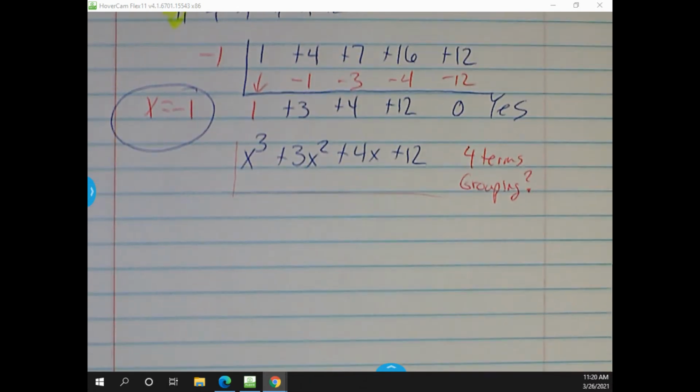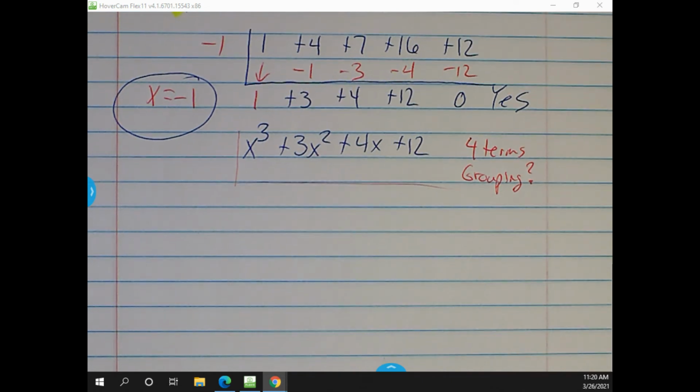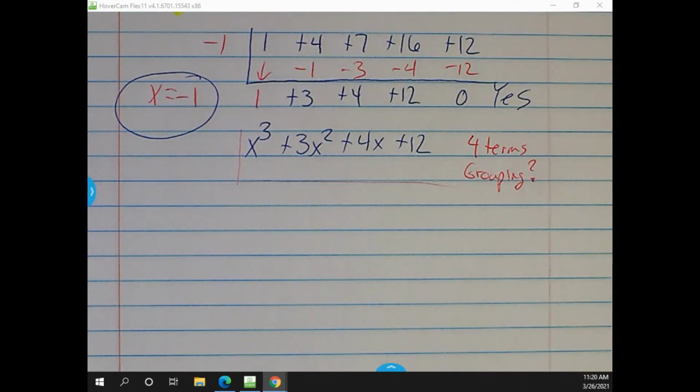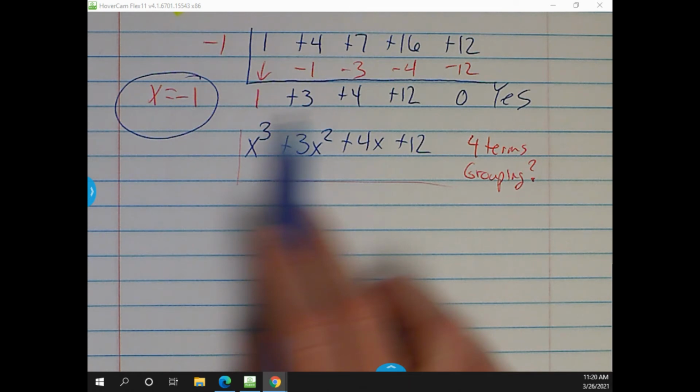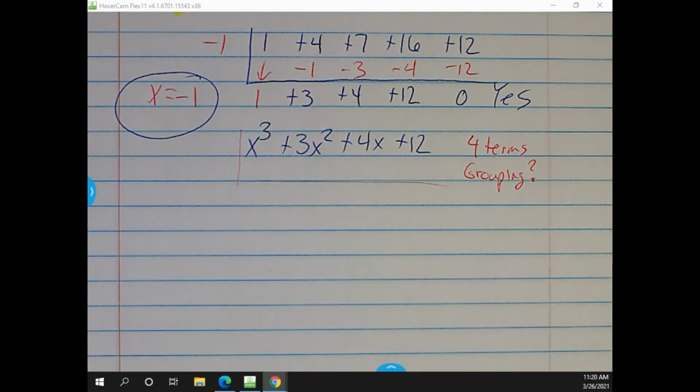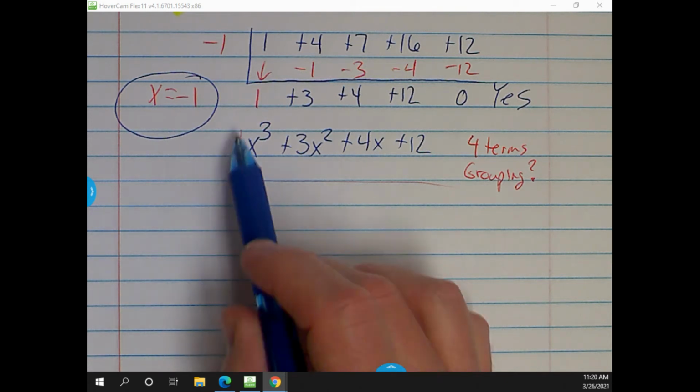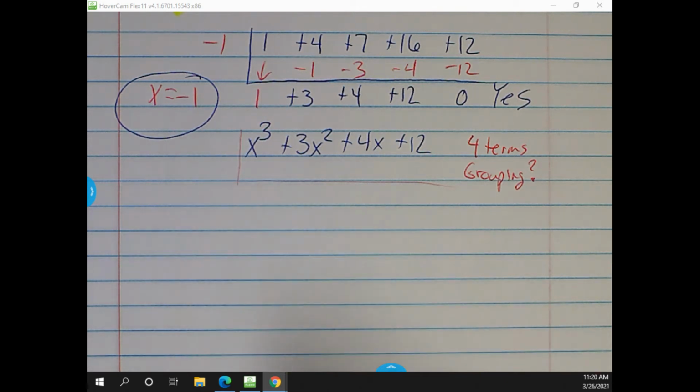Because here's kind of the dirty little secret for these. More than likely, once you get one number that will check, this thing will almost always factor. There'll be a few times where it won't, but almost every single time this thing is going to factor. And again, if it doesn't, then you just go back and do synthetic division. But if you do that, more than likely you could get that same answer by factoring.